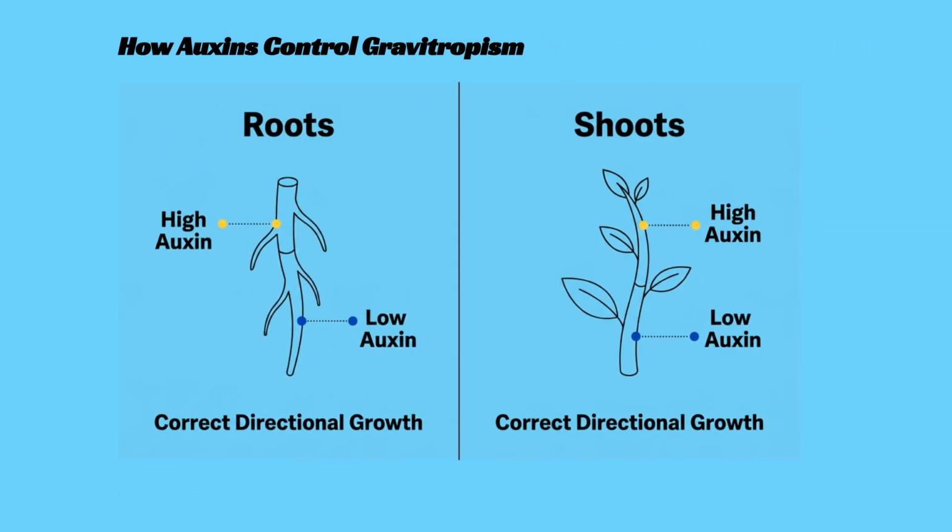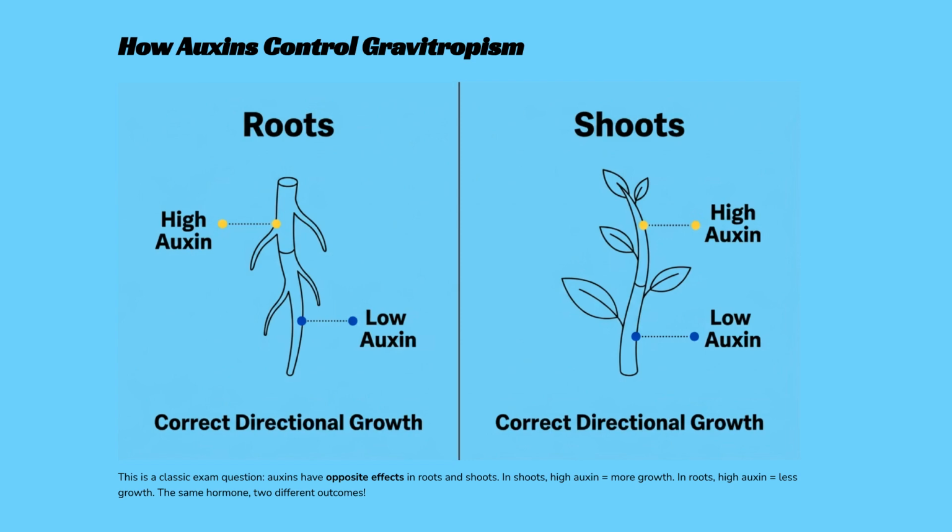Auxins control gravitropism, but they have opposite effects in roots and shoots. In shoots, high auxin means more growth. In roots, high auxin actually means less growth. The same hormone, but 2 different outcomes.